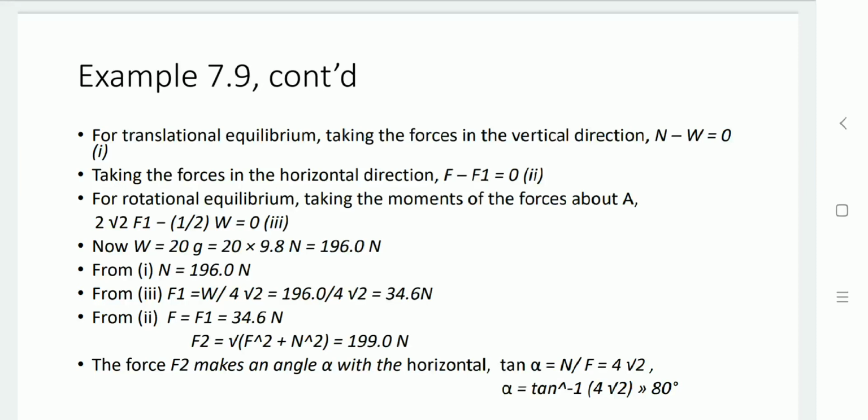So F2 equals the square root of F square plus N square, that is 199 Newton. F2 makes an angle alpha with the horizontal, so tan alpha equals N by F equals 4√2. So alpha equals tan inverse 4√2, that is nearly 80 degree.